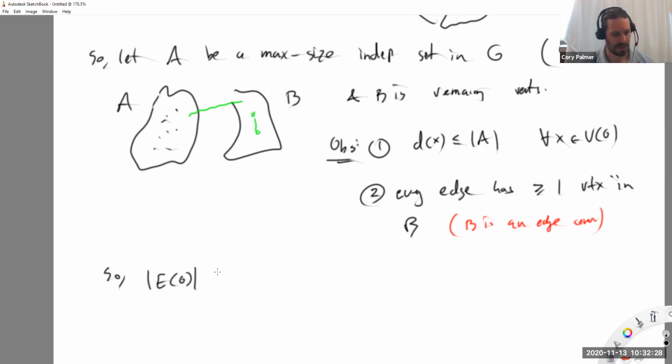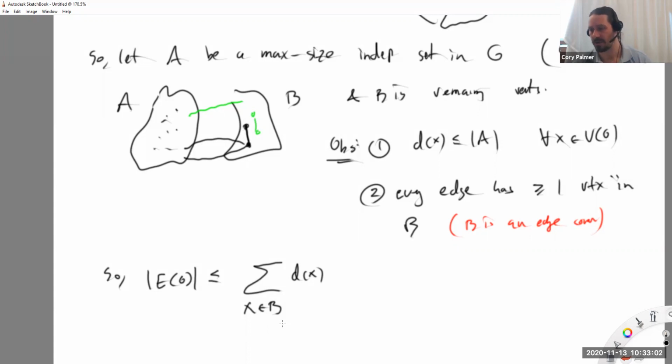The number of edges of G is at most, let's compute the sum of degrees, but let's do it in the following way. Let's only sum degrees of vertices in B, okay? So if I take a vertex in B and add its degree, then this is an upper bound on the number of edges. Why? Well, this vertex here, if I count the edges on it, the edges that go across are counted once in the sum. The edges inside of here are going to be counted twice, once for this end vertex, once for this end vertex. So this is definitely an upper bound, right?